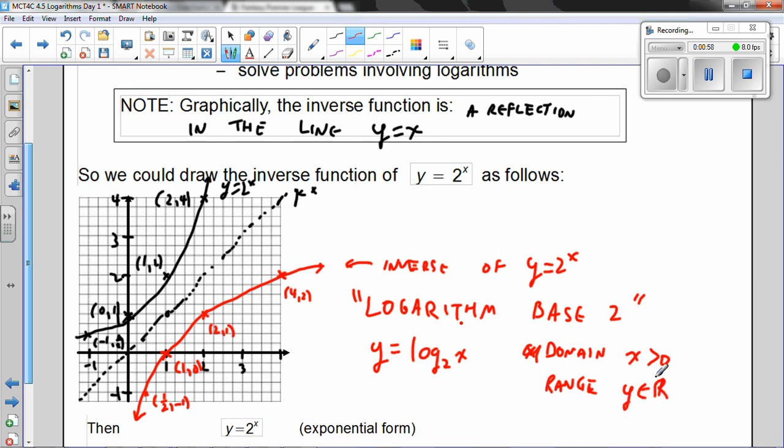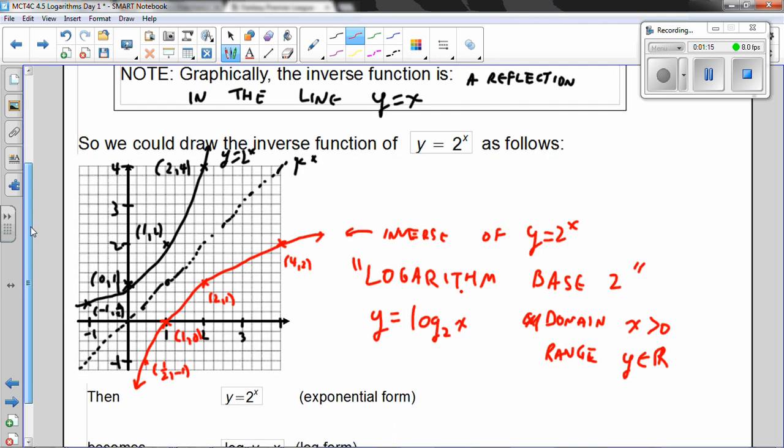And if that looks familiar, that's just the switch of the exponential function, right? The domain was all real numbers, and the range was y has got to be greater than 0. So these have switched, and that makes sense because the inverse function is just when the x and y coordinates switch. All right.